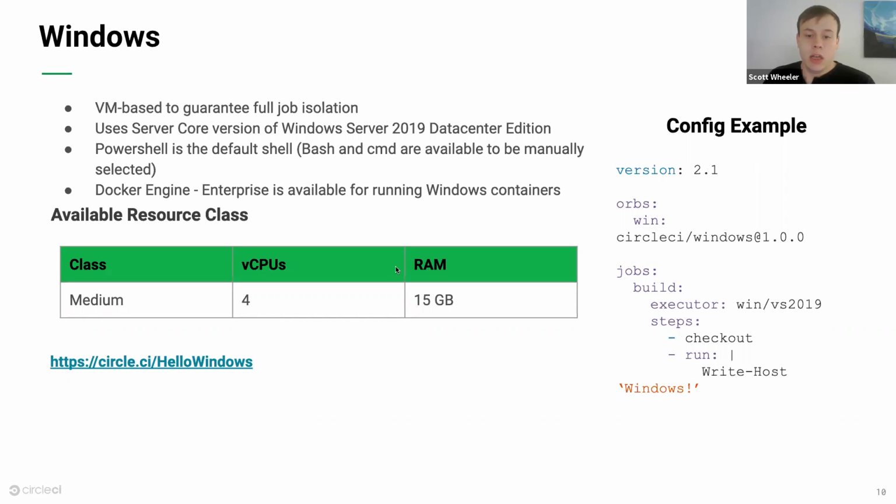A configuration example for Windows, we specify the version key to version 2.1. We're using an orb to make it easy to configure Windows. This is the CircleCI Windows orb, version 1.0.0. In the jobs key, we have the build job with a Windows VS 2019 executor. We check out the code and use PowerShell to echo Windows. More information on the Windows executors is available at circle.ci/hello Windows.